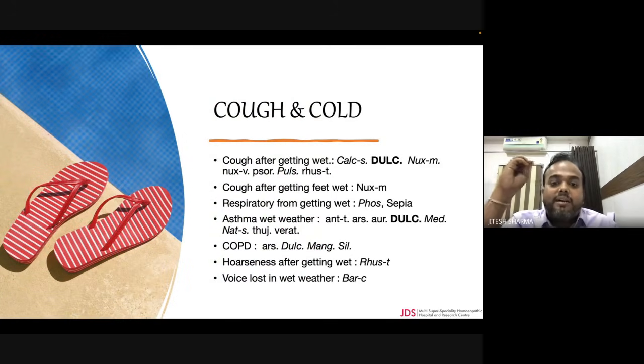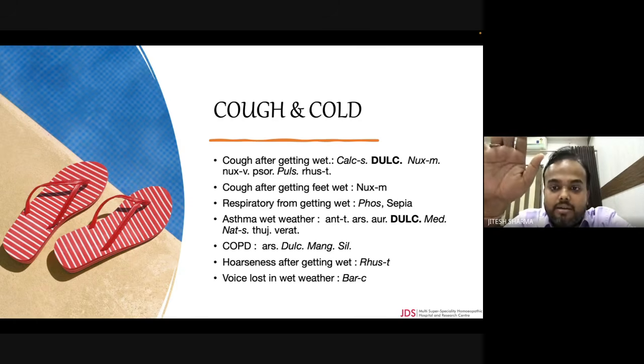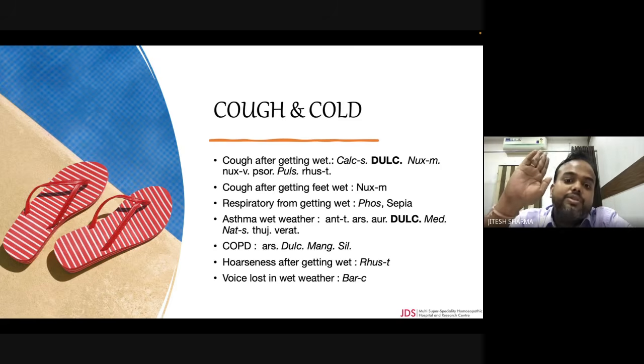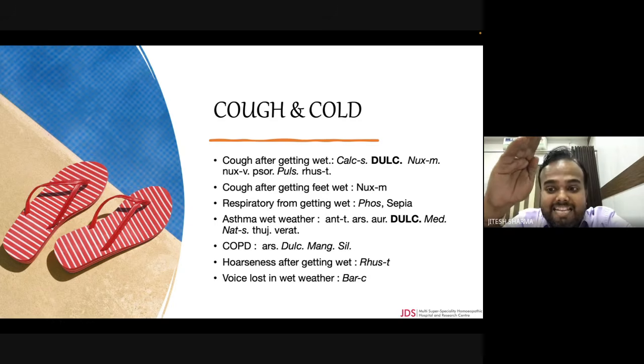Cold and cough are the most tricky, difficult situations we come across with patients. But let me tell you, it's very easy when you actually evaluate the symptoms very well. Then only you can prescribe based on totality. So the first thing is cough after getting wet. We all know Dulcamara. Fine. What other remedies should we think of? That is Nux vomica, Sarsaparilla, Pulsatilla, Rhus tox, Calcarea sulph, and Nux moschata also.